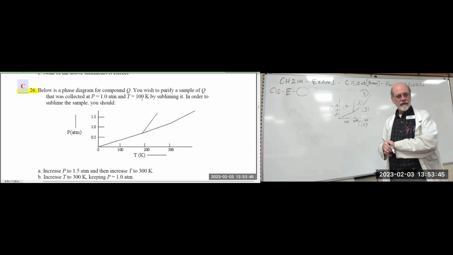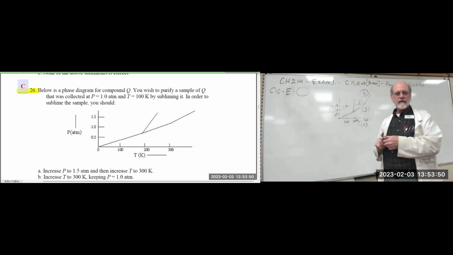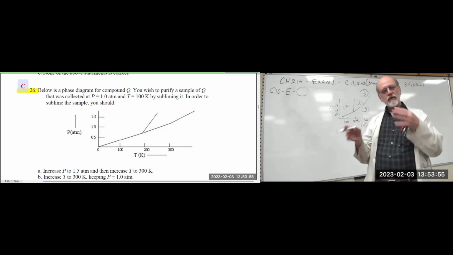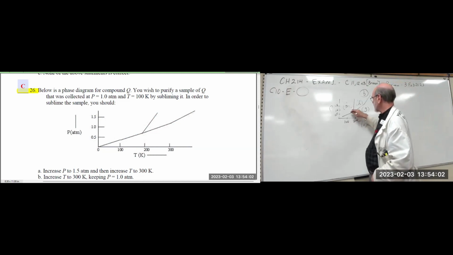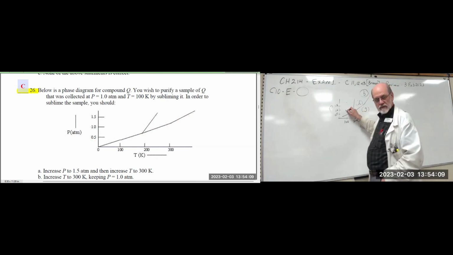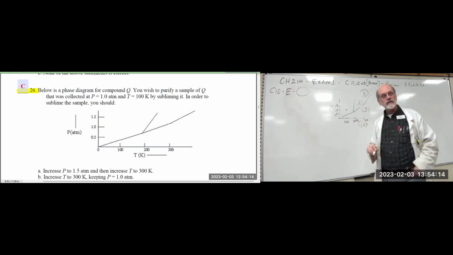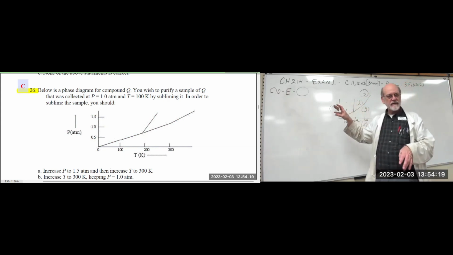Okay. So below is a diagram for a compound Q. You wish to purify a Q that was collected at pressure of 1 atmosphere and temperature 100. So it was collected. Let's clean this up. Q was collected at 1 atmosphere and 100, right? It was collected right here, right? So which direction are we going to go from there so that we can purify it by sublimation?